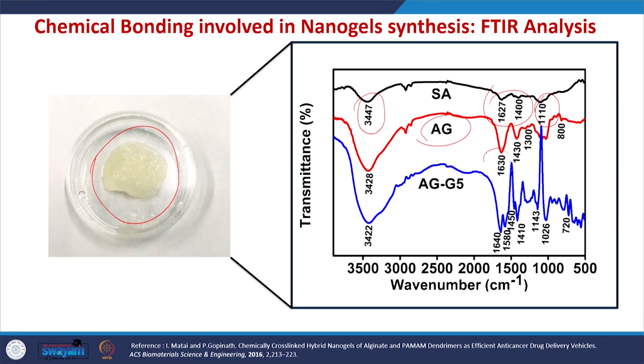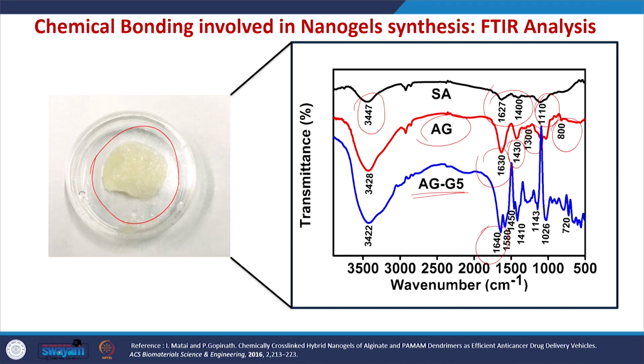Peak at 1630 was intensified, and the symmetric carbonyl peak shifted to a higher wave number, that is 1430. So this 1300 and 800 represents the CO stretching and bending, and this one is the alginate gel formed with the help of PAMAM dendrimer. After chemical cross-linking with the EDC and PAMAM dendrimer, the carbonyl peak at 1630 redshifted to 1640.